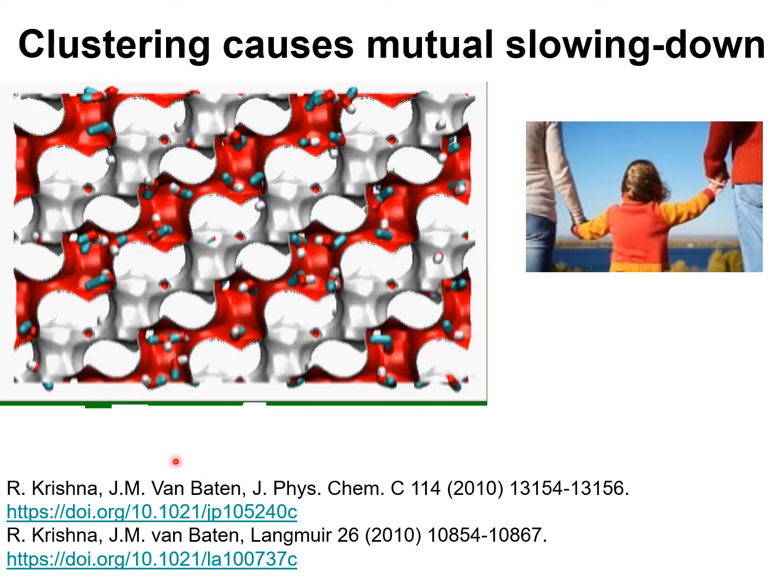A methanol-ethanol cluster diffuses much more slowly than either methanol or ethanol because of mutual slowing down. Such mutual slowing down effects are of significant importance in the separation of alcohol mixtures.